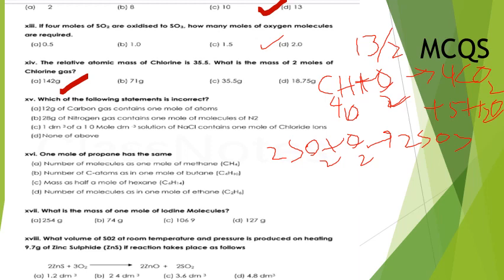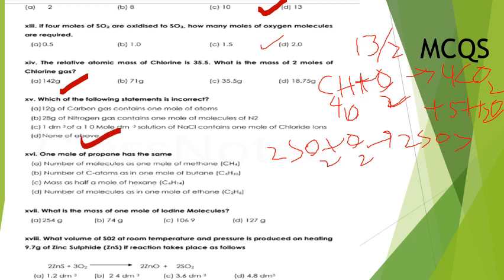Which of the following statements is incorrect? That is number 15. Number 1, 12 grams of carbon contains 1 mole of atoms, which is correct. 28 grams of nitrogen gas contains 1 mole of molecules of N2, it is also correct. 1 dm cube of 1 mole per dm cube solution of NaCl contains 1 mole of chloride ion, which is also correct. Then what is wrong in it? Your answer will be none of these. All are correct, right? So the answer is none of these.